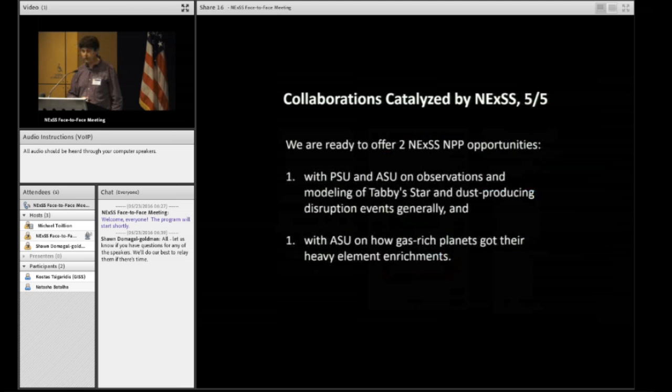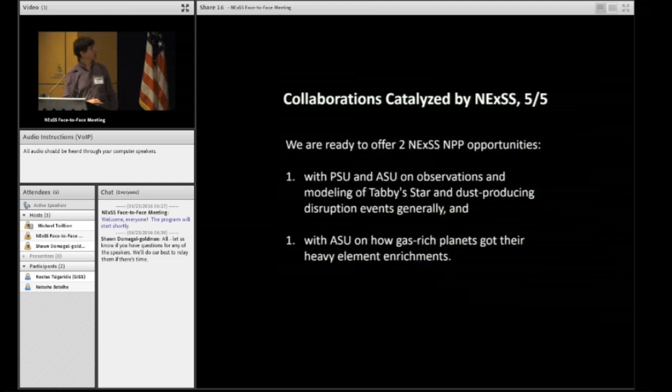And then the final thing is that we are ready to offer two multi-Nexus node opportunities through the NASA postdoc program. The first one is with Penn State and Arizona State. We'd like to get probably an observer, but hopefully I can convince them to do some modeling too, to try and understand Tabby's star and look for other similar events. Probably they'll be very diverse, but we'll try to find some kind of unifying theme.